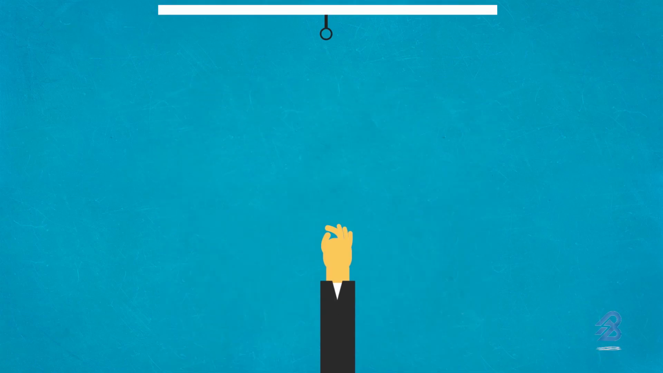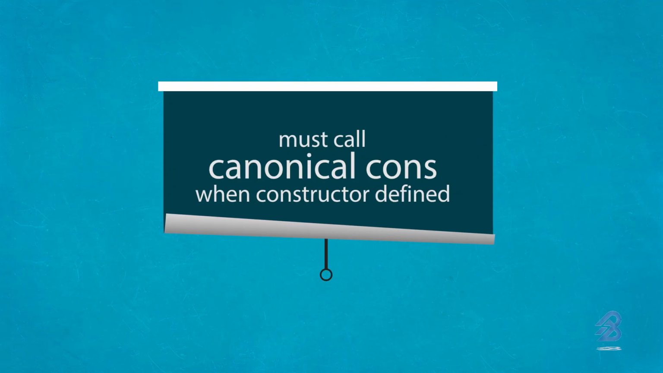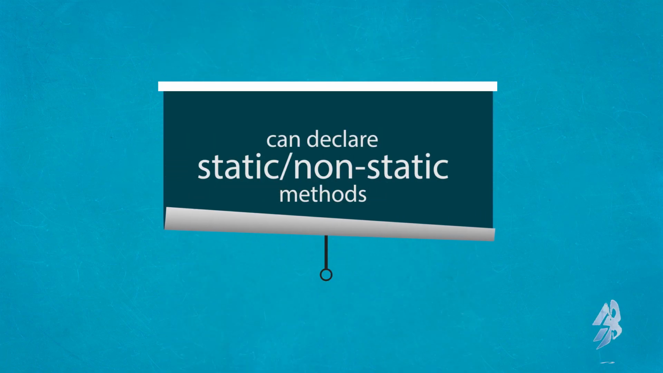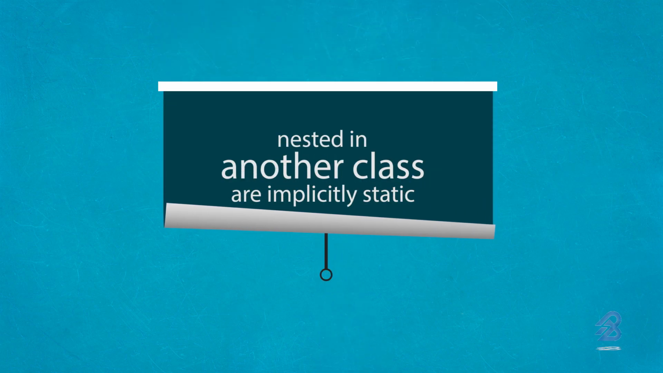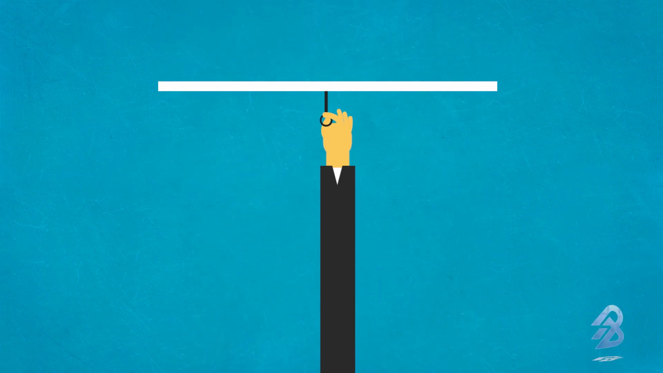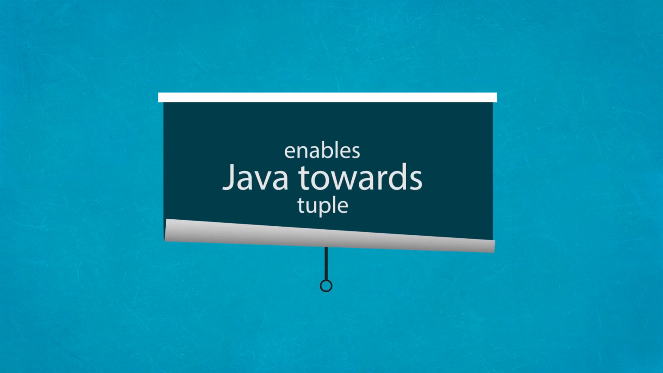You can create your own constructors inside records, however remember all canonical constructors must be called. Records can have static or non-static methods. Remember, if you add a record inside a class in a nested manner, then it becomes implicitly static. And finally, the important aspect of Java records, it enables Java towards tuples. This is yet another interesting topic that we need to discuss in detail in a different video.